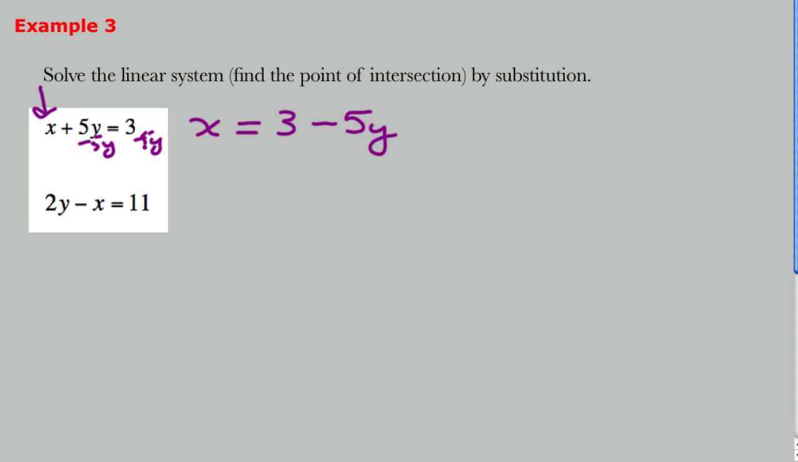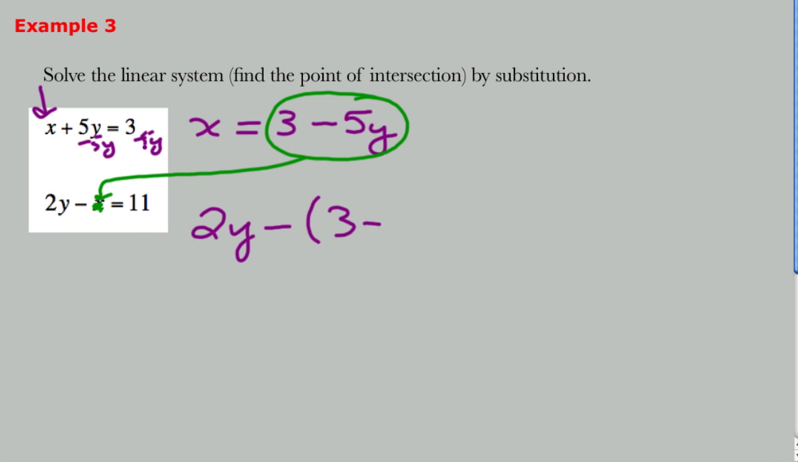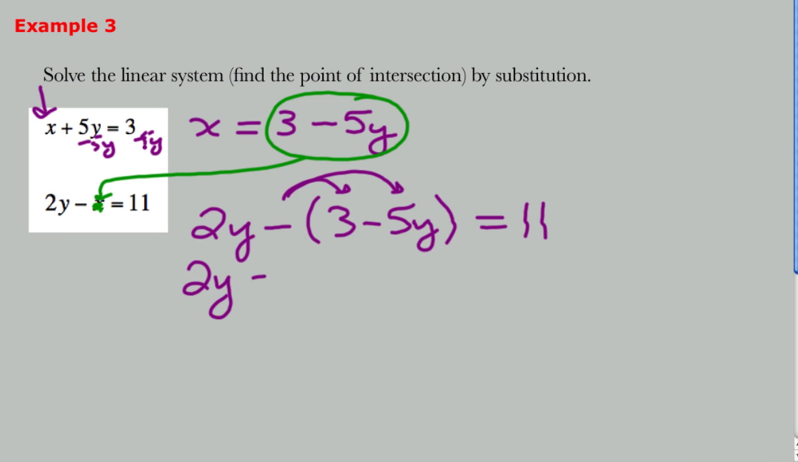So substitution means whatever x equals in the first equation, we sub it in for the letter x in the opposite equation. So 2y is already there, minus sign is already there. 3 minus 5y gets subbed in. When you sub in, you always put what you're subbing in a bracket. And we're going to have to use the distributive property right here. Negative 3 plus 5y equals 11. Collect the like terms, so the 2y plus the 5y, that's 7y.